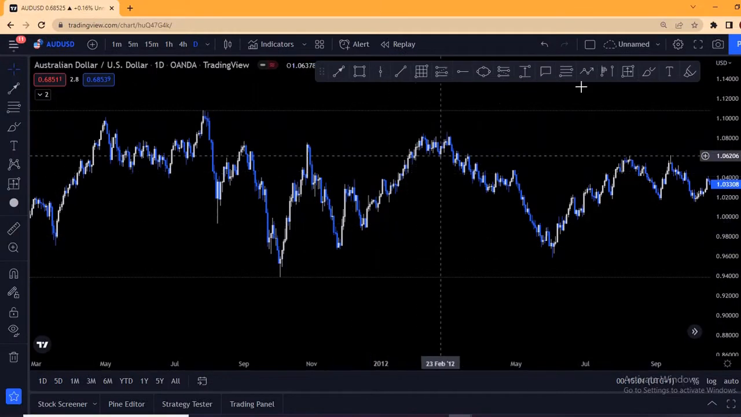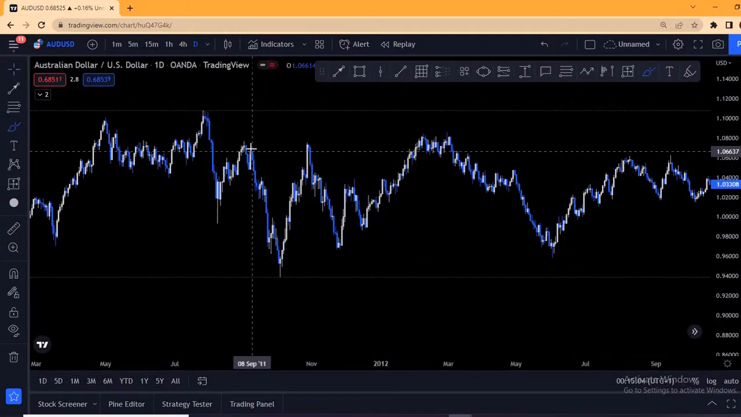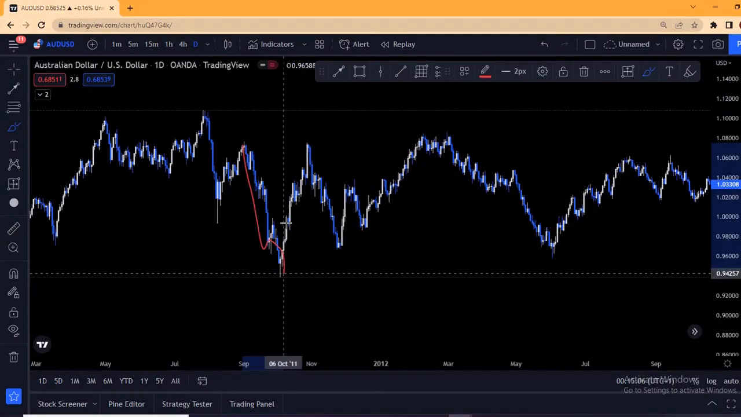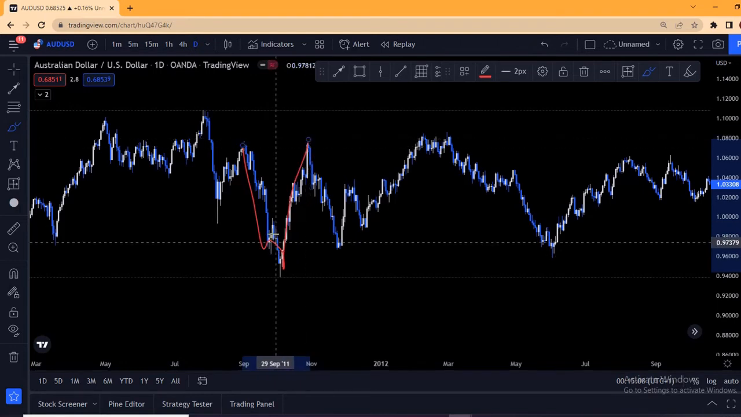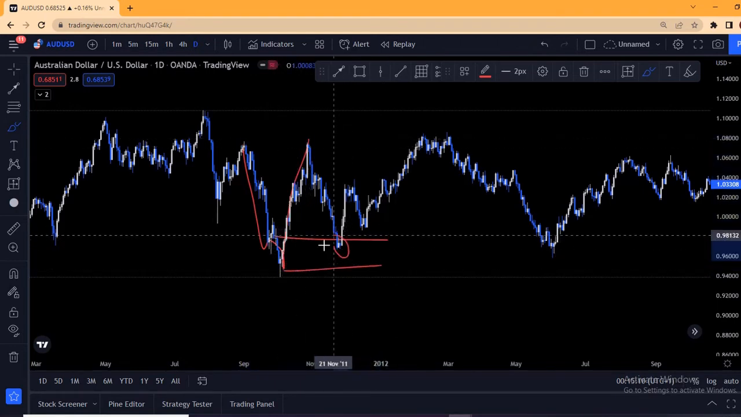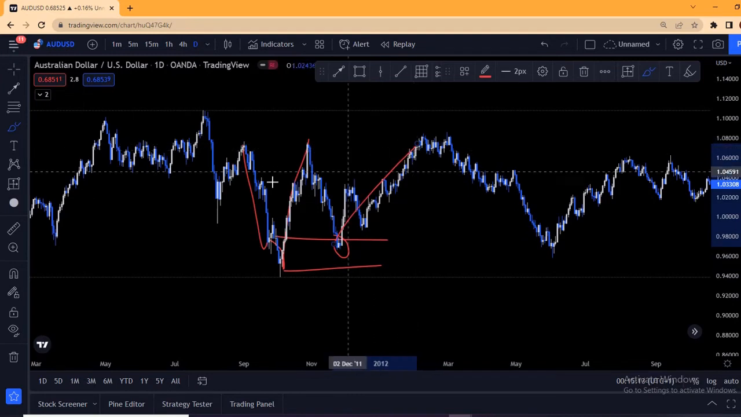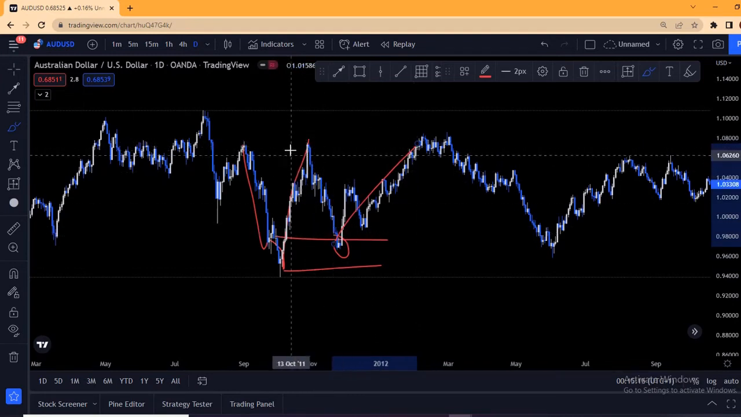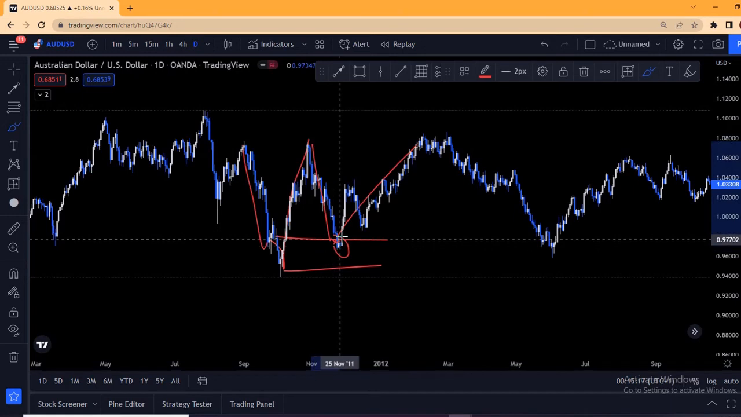Alright, here's a good example of this for you. We have drop, base, rally. So price came back, filled that zone and moved up. And watch this, as price came back, it created another drop, base, rally.